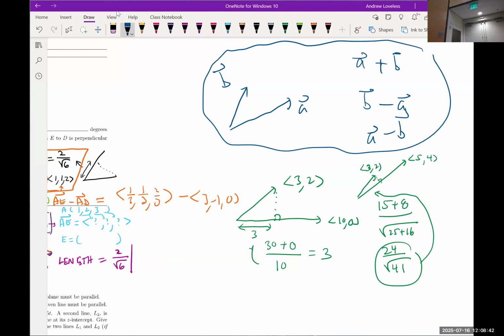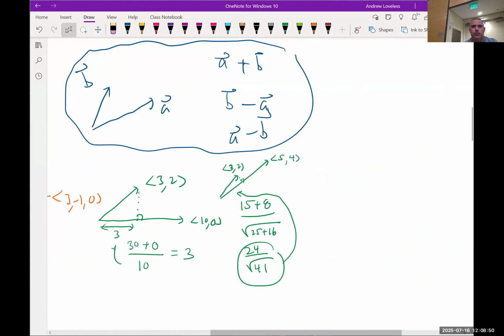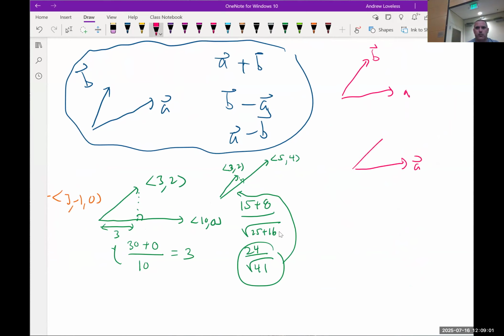You might think about what they would. Do you want me to draw those or should we move on? What do those look like? So here's A, here's B. Let's draw it again. Here's A, here's B, here's A, here's B. The subtraction to me is the quickest to draw. So this vector is what? It's the vector that goes from the head of A to the head of B.